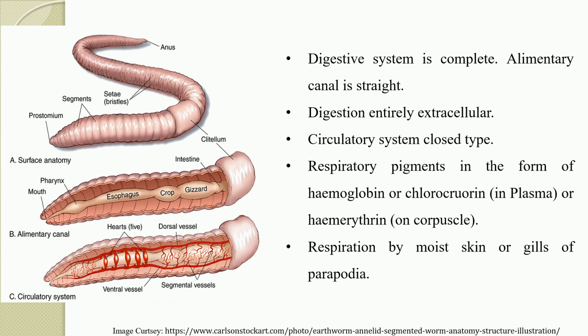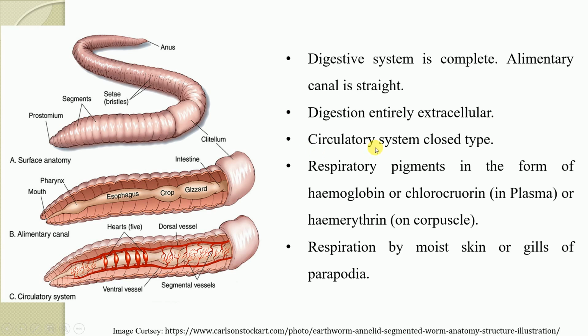starting with the mouth and ending in the anus. The mouth is located in the first segment, that is the prostomium, and the anus is located at the last or terminal-most segment. Now digestion is entirely extracellular. Extracellular digestion means the digestion which takes place outside the cell, within the alimentary canal. Such a kind of digestion we call extracellular digestion.